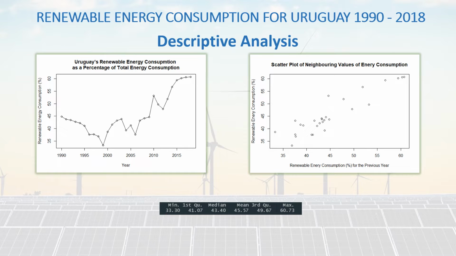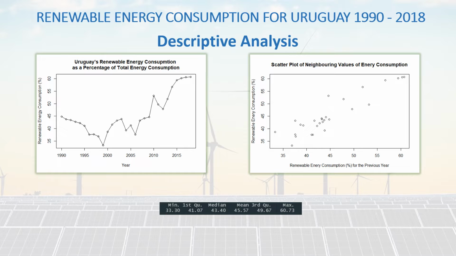The dataset I have chosen is Uruguay's renewable energy consumption as a percentage of its total energy consumption for the period 1990 to 2018. This is taken from the World Bank website. The plot of the series is on the left-hand side, and it shows an initial downward trend up until about 1999, and then a change point which then moves the trend upwards from then until 2018.